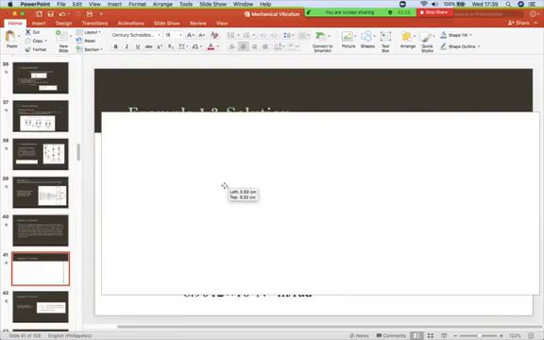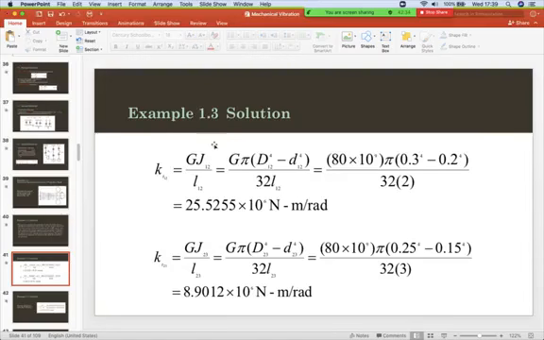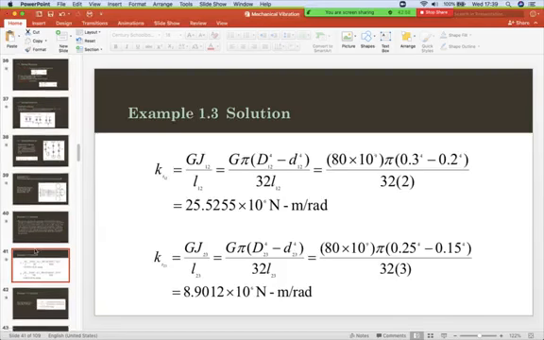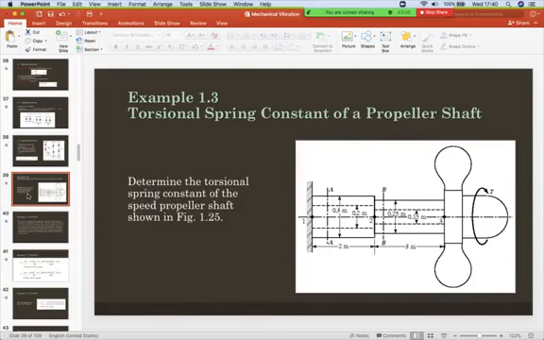So the spring constant of segment 12 of the shaft is given by... okay, it's not found here. Okay, it's the one, example. But we go directly to the formula here. This is the spring constant k, torque over deflection. So this is the formula GJ over L, then the basic unit is N·m per rad, radian. This is given from this problem here. So where is the problem? This one, example 1.3.